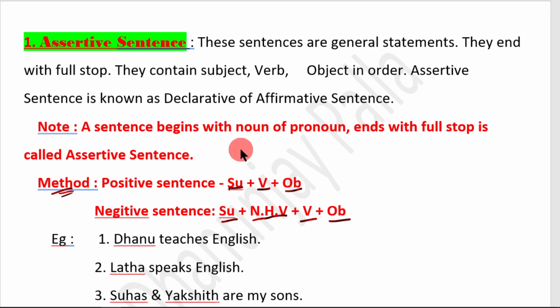Danu teaches English. Here Danu is the subject, teaches is the verb, English is the object. This sentence begins with the subject, afterwards the verb, afterwards there is an object.